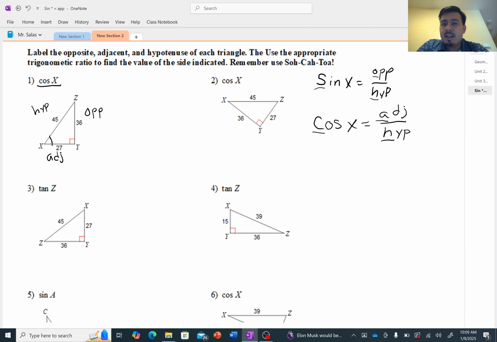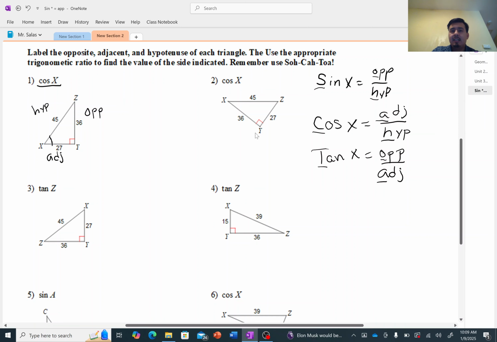And then the TOA in tangent is for tangent of x, and tangent of x is opposite over adjacent. Sorry, my handwriting is a little sloppy right now, but you can see that tangent of x is equal to the opposite over adjacent, right? So in this case, that's what SOHCAHTOA stands for. Hopefully you copy this into your notes somewhere, so that way you remember what these are, okay?